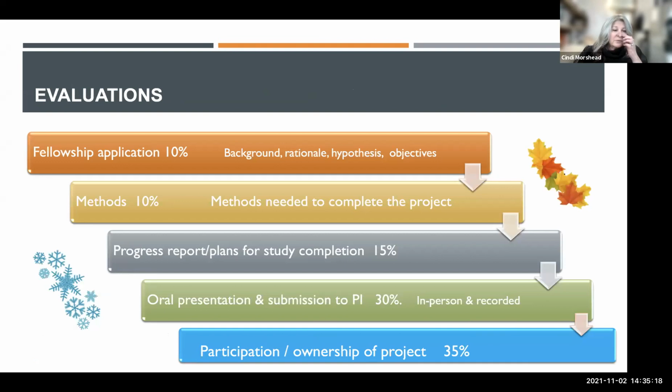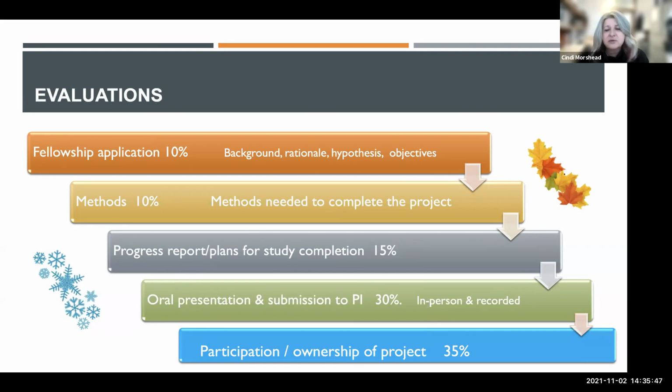So in terms of the evaluations, they're actually quite minimal, considering the experience that you're going to have. Again, experience is what we're looking for you to be able to garner from this course. There is a 10% fellowship application, which is really a document of about 1,000 words where you would give the background, rationale, your hypothesis and objectives for your project, as well as methods. Again, 1 to 2 pages.